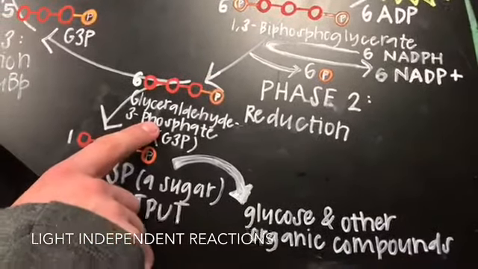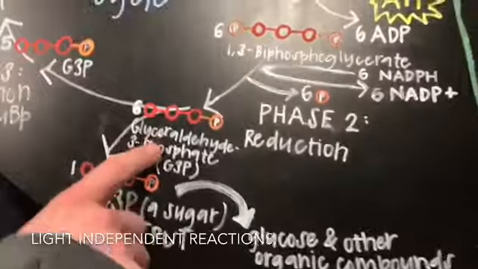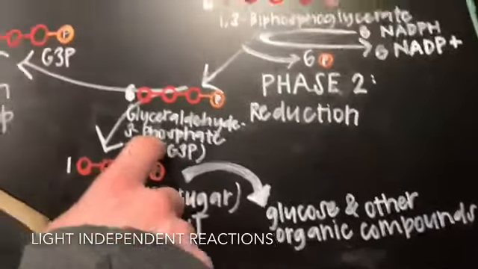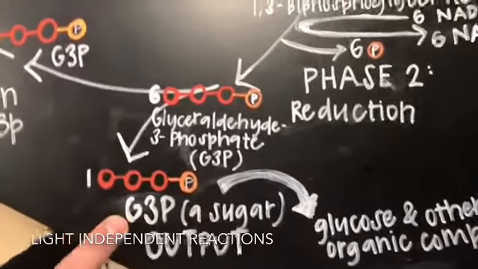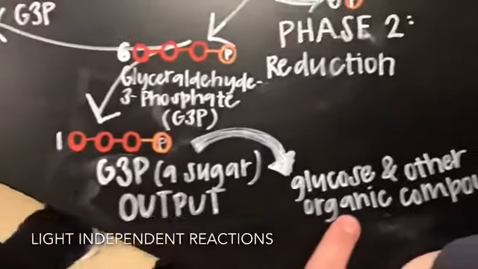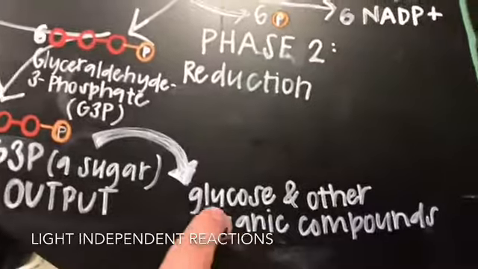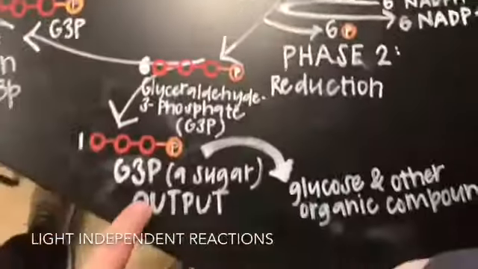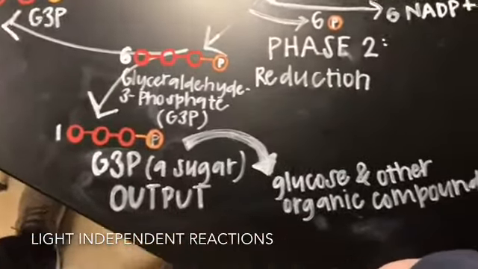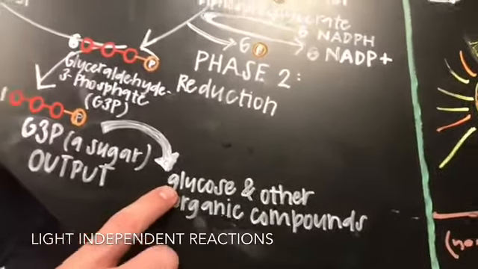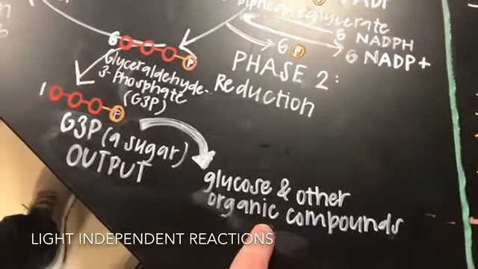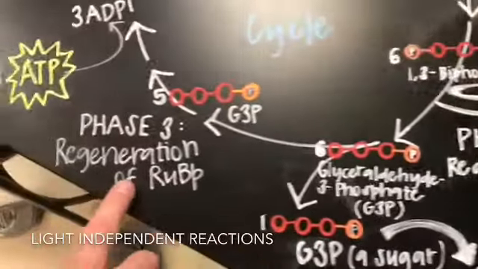Since the Calvin cycle started with 15 carbons, 3 5-carbon molecules, and there are now 18 carbons, we have a net gain of 3 carbons. Once the Calvin cycle turns twice, well, actually 6 times, those 2 molecules of G3P, a 3-carbon carbohydrate, combine to form 1 molecule of glucose, a 6-carbon carbohydrate molecule, or another organic compound.